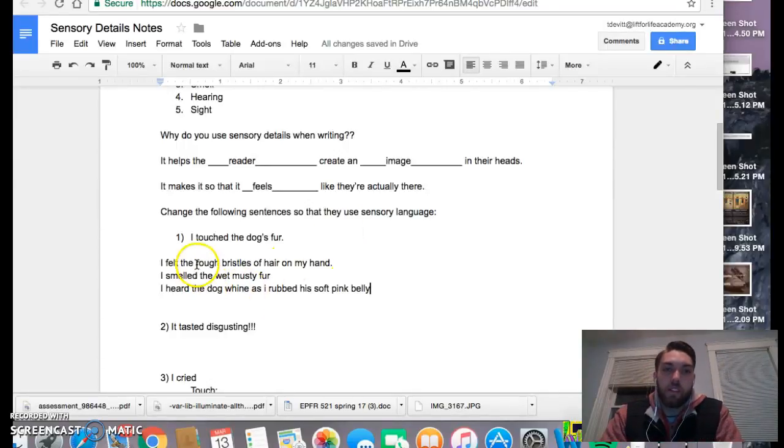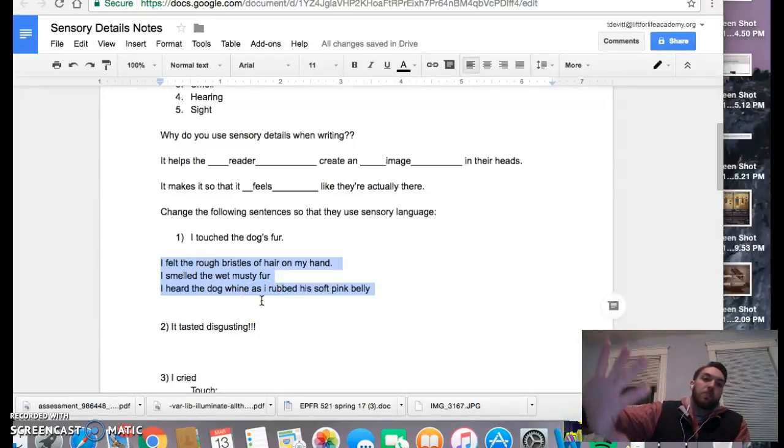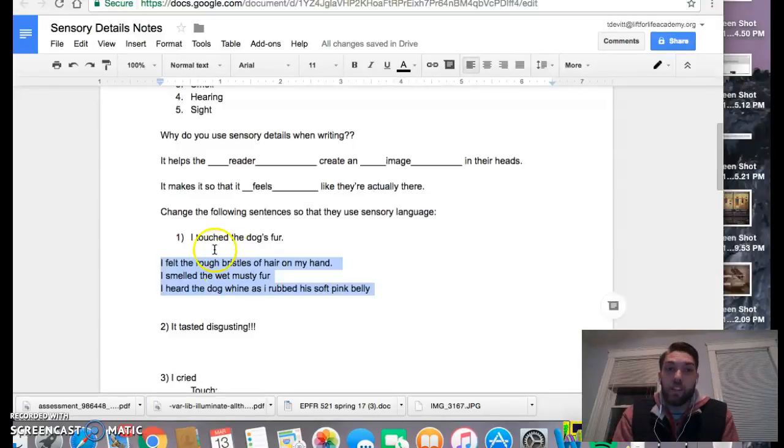Right? All of these add in the sense of touch, the sense of smell, the sense of hearing, the sense of sight, right? So these are much better sentences. And if you could put it together all as one, that would be a really good sentence, okay? I smelled the wet, musty fur as I brushed the rough bristles as the dog rolled over. I heard him whine, asking me to rub his soft pink belly. That's a much better sentence than I touched the dog's fur, right? That's not very good.